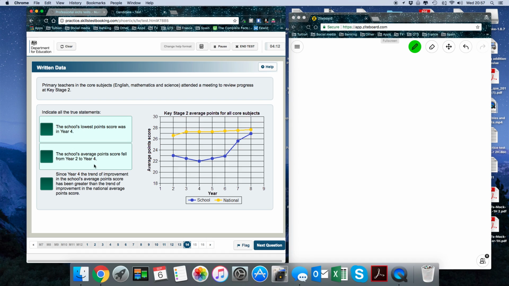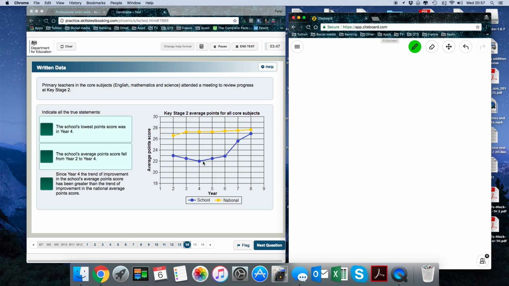It's a true statement. Now next one, it says since year 4, so we need to almost cut off the left hand side of the graph. We're going to look at year 4 onwards. It says the trend of improvement in the school's average point score has been greater than the national. So again, you really need to look at the numbers separately, but when you look at the graphs there's something very clear that jumps out at you.